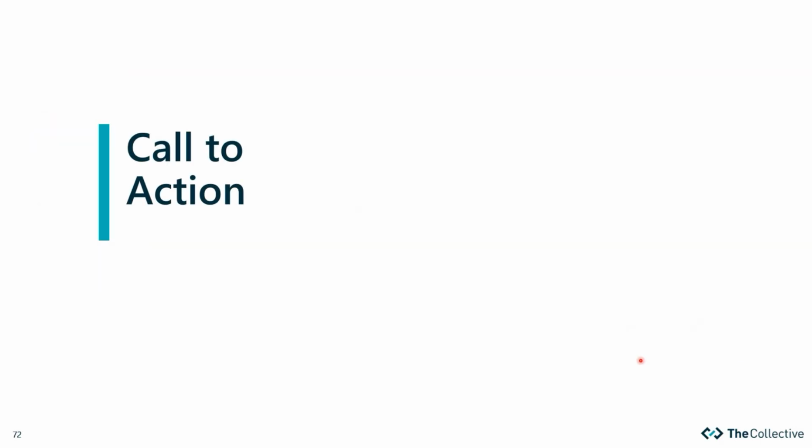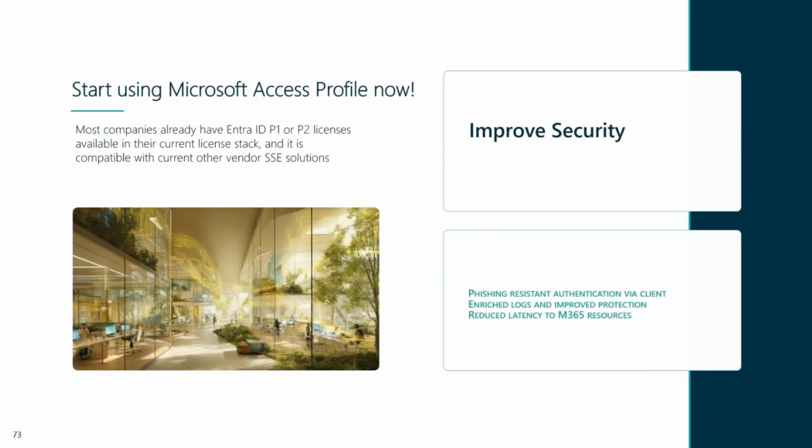So I'm ending with a call to action. I'm actually checking, 10 minutes, right on time. The biggest call to action would be to start using the Microsoft access profile now. Most environments already have an Entra ID P1 or P2 license. So if you have those licenses, you can just start using it.